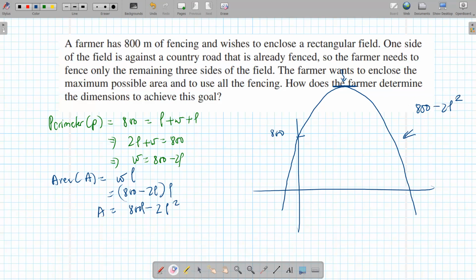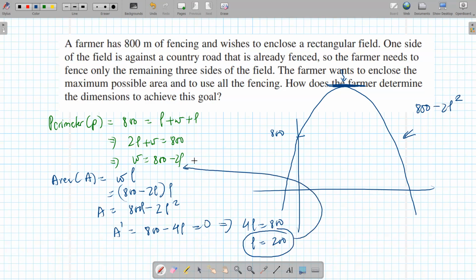So let's find the slope function, which will be A prime. If A is 800L minus 2L squared, what's A prime? 800 minus 4L. Yes. And what's the slope here? 0. So this is going to be equal to 0. That means 4L is going to be 800. L is 800 over 4, 200. There you go. L needs to be 200.